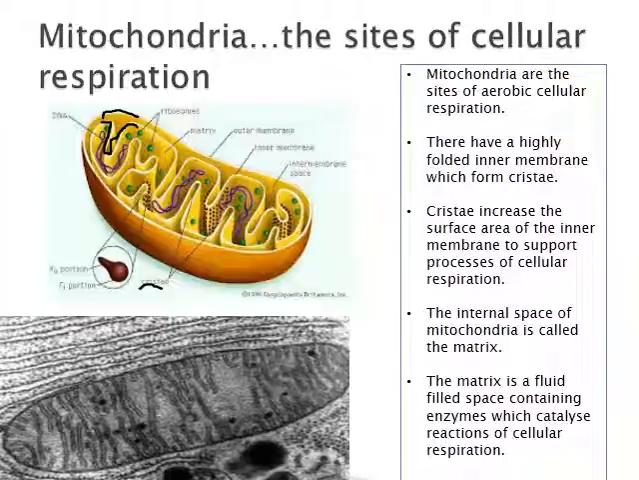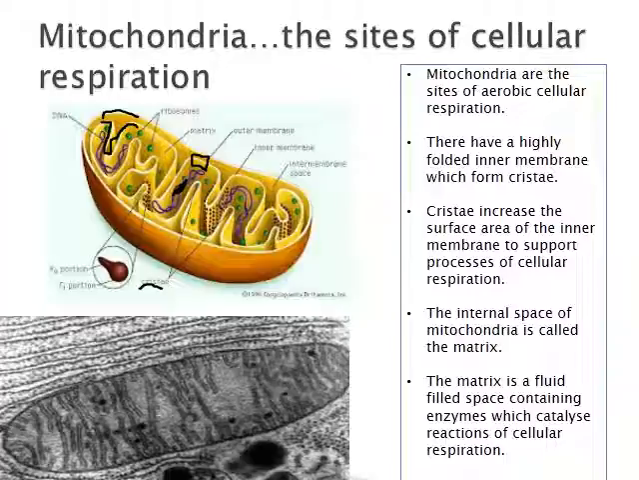When we have a look at the process, we'll talk about 3 stages. We'll talk about glycolysis, which occurs in the cytosol. We'll talk about the Krebs cycle, which occurs in the mitochondrial matrix, which is the internal space in the mitochondria. And then we'll talk about the electron transport chain, and it takes place in this inner membrane. So by having all of these folds and increasing that surface area, it's more room for more electron transport chains, so it increases the amount of ATP we can make.